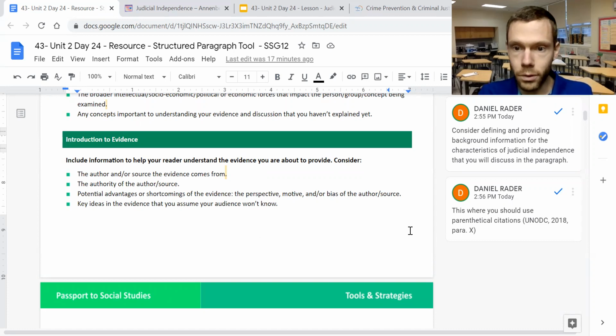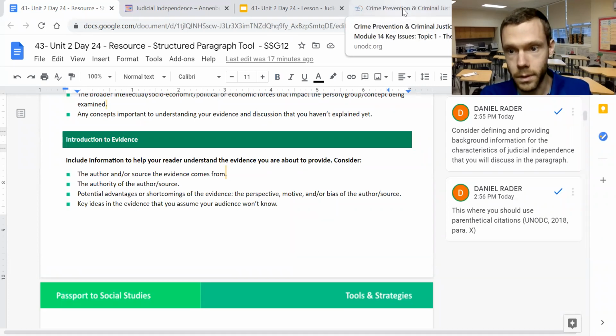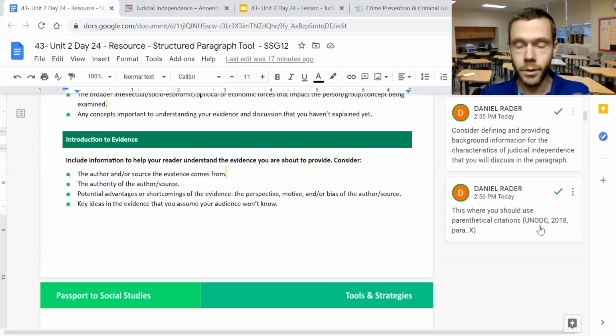This is also where you should use parenthetical citations. For the article that is linked here, which is the one you would use for this assignment, you would cite the organization name, since there's no official writer listed, so you can't cite their last name. We could cite the organization, the year of publication, and then reference the paragraph number as well.